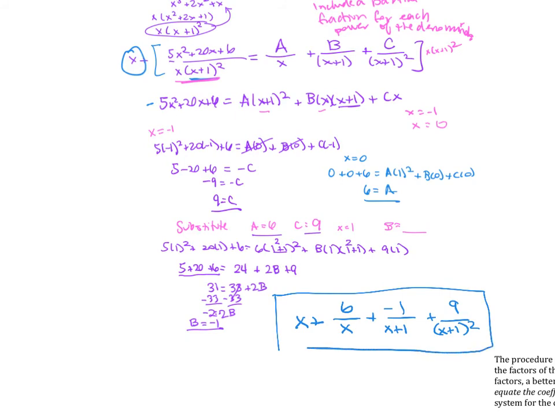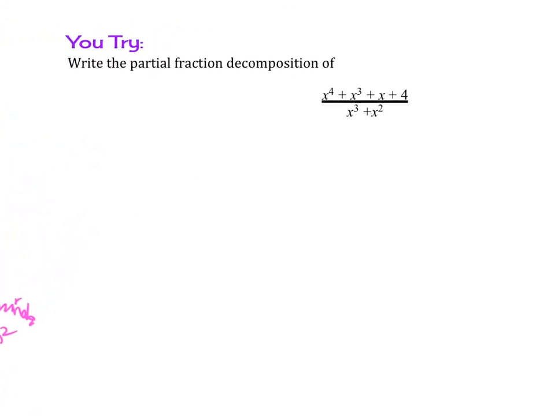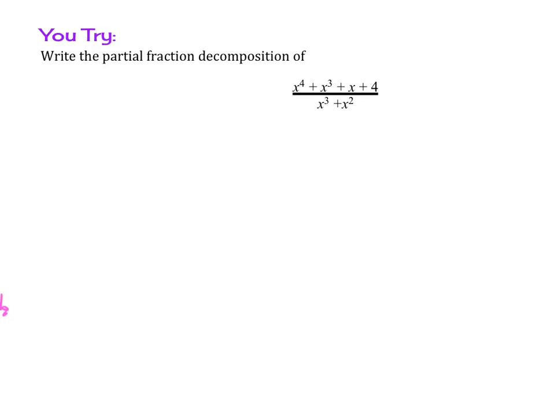Now you could check the answer. You know how to do that. You would add these all together, and then you should get your answer back. So go ahead and try this example here. Write the partial fraction decomposition of x to the 4th plus x cubed plus x plus 4 over x cubed plus x squared.